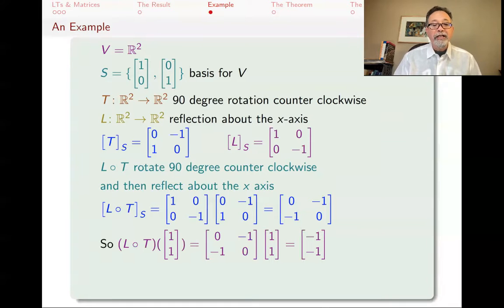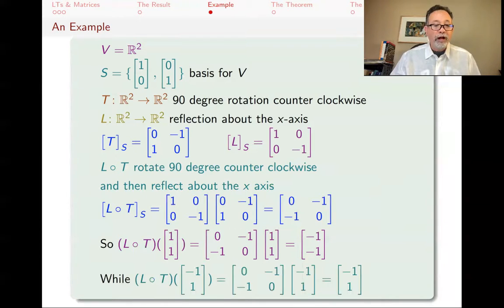For example, if you take the point 1, 1, what does this new linear transformation do? If you multiply it, it gives you minus 1, minus 1. So the point 1, 1 goes to the point minus 1, minus 1, while the point minus 1, 1 actually stays fixed. And so if you think about it, this tells you that L circle T is another reflection. It's the reflection about the line y equals negative x.